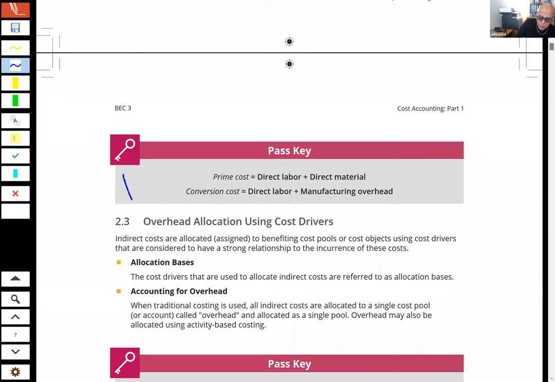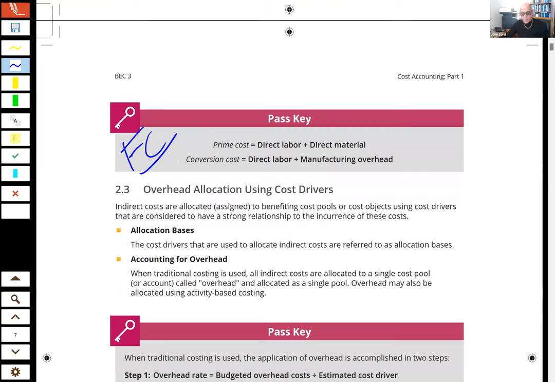Here's the flashcard. I already indicated this to you, but I figured I'd just have you flashcard it here since they gave us this pass key. The prime costs include direct costs, direct materials, direct labor. Our conversion costs are our direct labor and our manufacturing overhead.